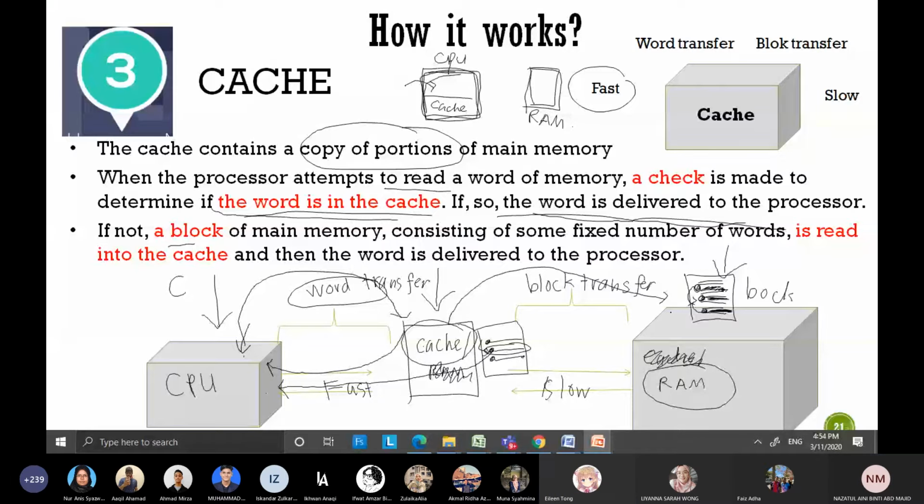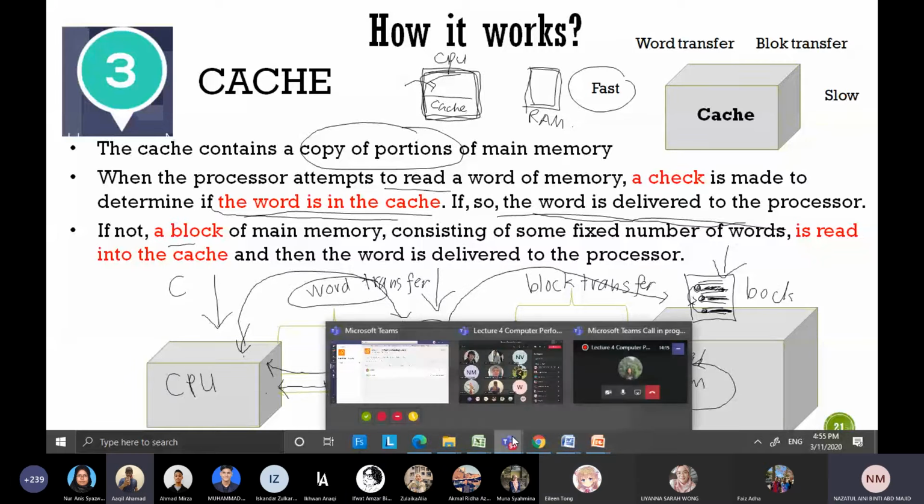Okay. Any questions about cache before we stop for a break? Okay so far? Okay, that's good. Okay, you want to have a break now? Yes. 10 minutes? Okay.